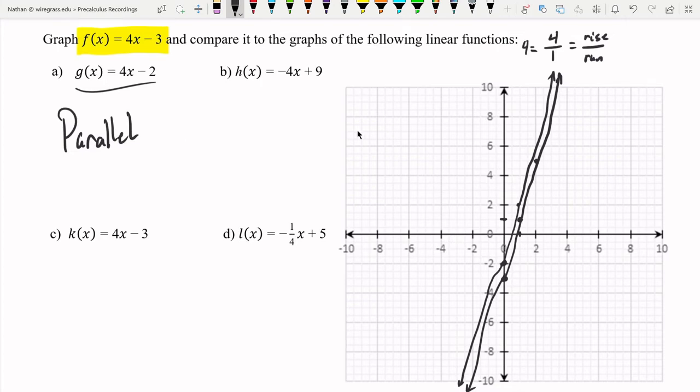Okay. For h of x, let's do a red one here. H of x, let me also label this. So this was f of x. This one's g of x. H of x has negative 4x plus 9, so we have negative 4. Same thing as negative 4 over 1. So instead of rising up 4 units, we're going to go down 4 units, still run 1 unit. The y-intercept is 9. From this point, we're going to go down 4 units, 1, 2, 3, 4, and then run 1 unit to right there.